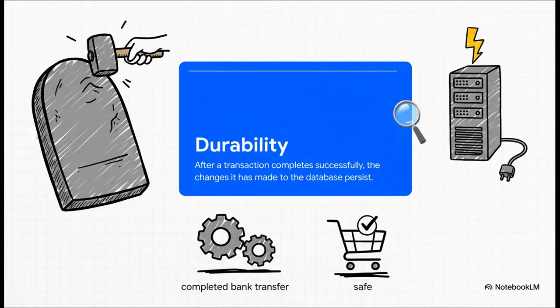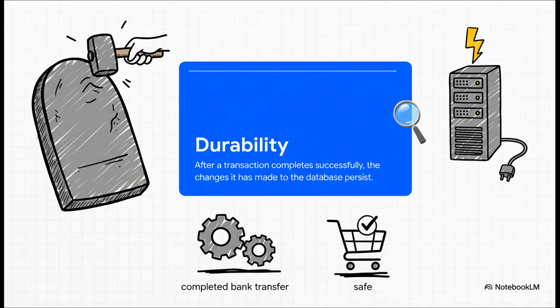And finally, D for durability. This means once the transaction is successfully completed, or committed as they say, its changes are permanent. They are set in stone. Even if the entire server farm loses power 1 second later, that finished bank transfer, or that successful purchase, is safe.